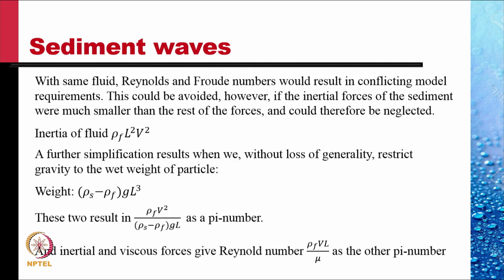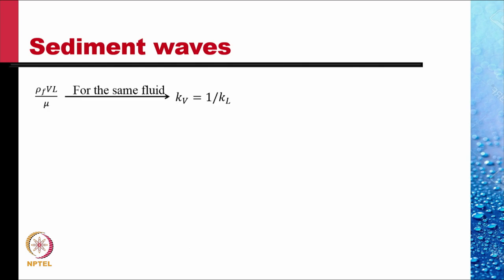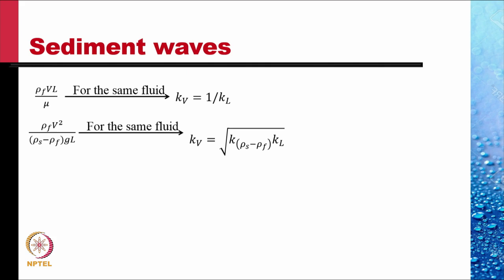And the inertial and viscous forces give the Reynolds number as the other pi number. Rho f VL by mu for the same fluids gives Kv equal to 1 over Kl, and the densimetric Froude number for the same fluid gives you Kv equal to the square root of K of the density difference times Kl. And from this, by eliminating Kv, we get Kl as the cube root of the scale factor for the density difference, rho s minus rho f.